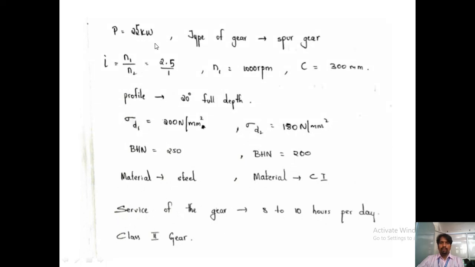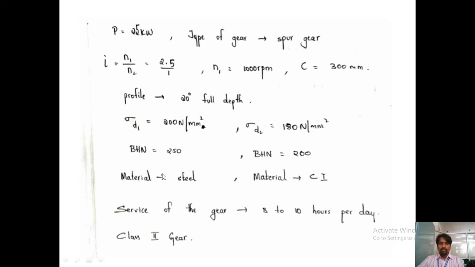So the data given is: the power is 25 kilowatt, the type of gear is spur gear, the speed reduction ratio is 2.5:1, the speed of the pinion is given, and the center distance is given. By using this, we already calculated d1 and d2. And the profile of the gear is given as 20-degree full depth. In the previous problem the profile was not given, so we assumed 20-degree full depth. In this problem, it is given directly.